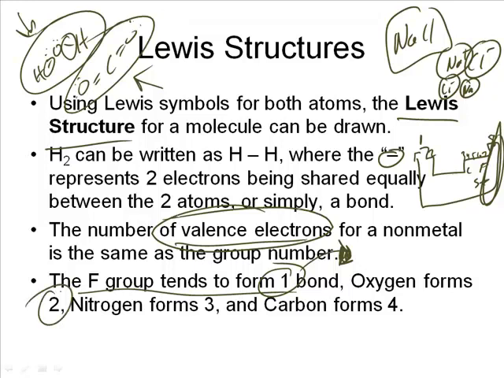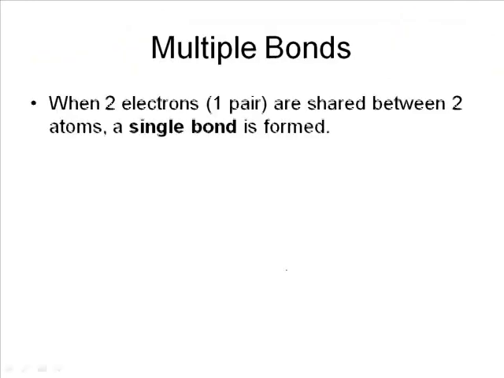The oxygen group tends to form two bonds, nitrogen three, and carbon four. But again, these are not hard and fast rules. Oxygen will many times only form one. Carbon does tend to form typically four every time, and fluorine does tend to form one.